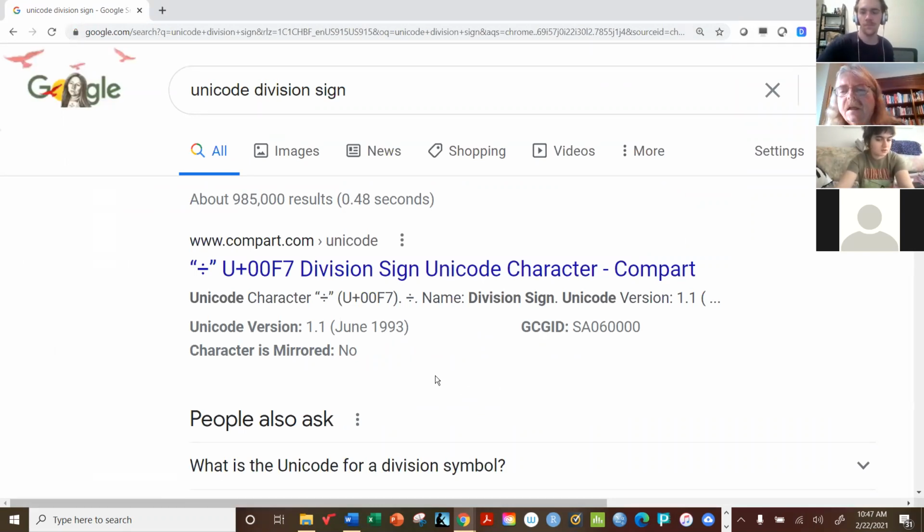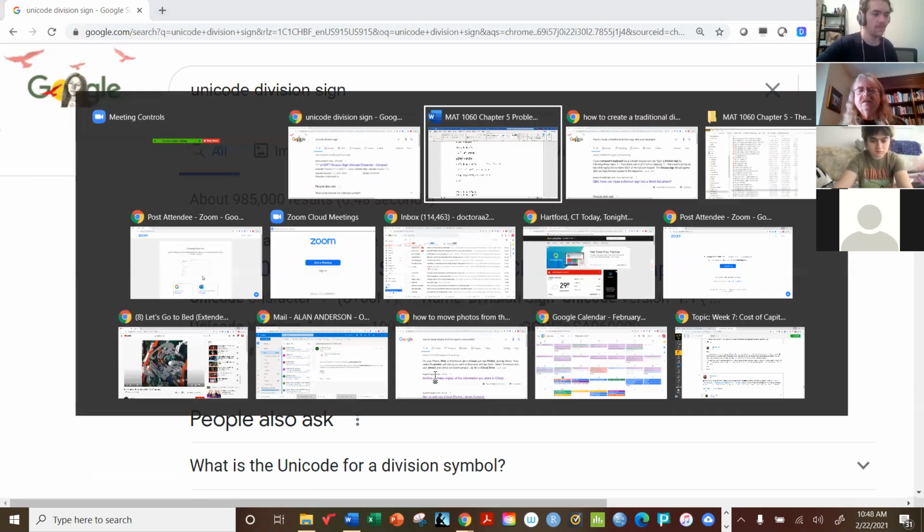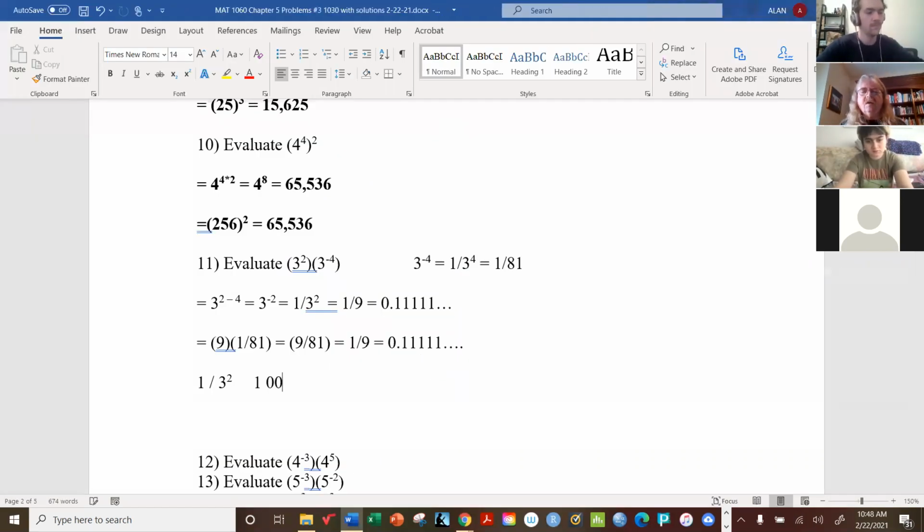Unicode is a code that is attached to every symbol, character, letter, you name it. 00F7. Watch what I'm going to do. And remember, this is a PC. 00F7. If I hit Alt-X, look at that. It worked. Woohoo! So it's all about the Unicode. Now, again, this might not work on the Mac. I don't know, but it works here.